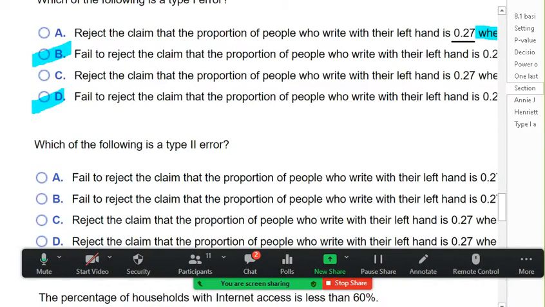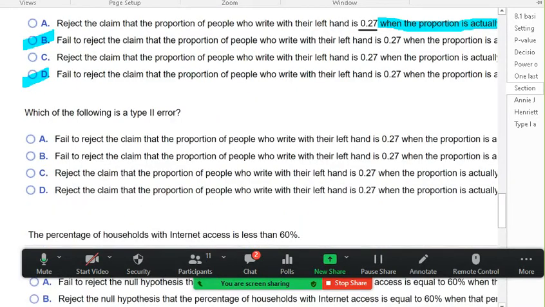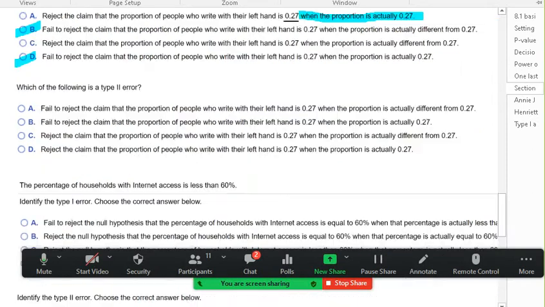That's kind of sounding like what happened, right? Let's compare it to the other one, just to make sure. So when we compare it to the other one, it says, reject the claim that the proportion of people who write with their left hand is 0.27 when the proportion is actually different than 0.27. Well, that's not right, because that would be a correct decision if we rejected it when it's different than 0.27. So the correct answer for us in this case would be A.